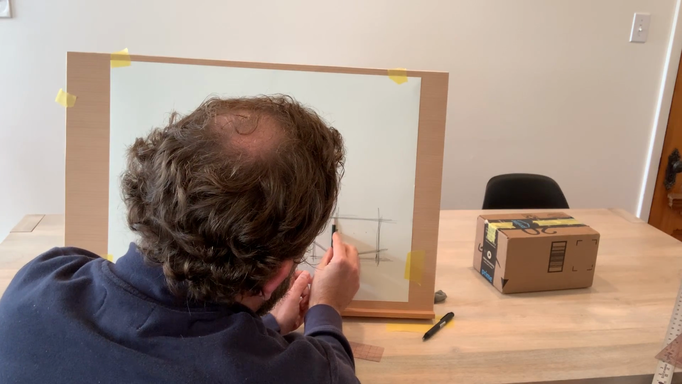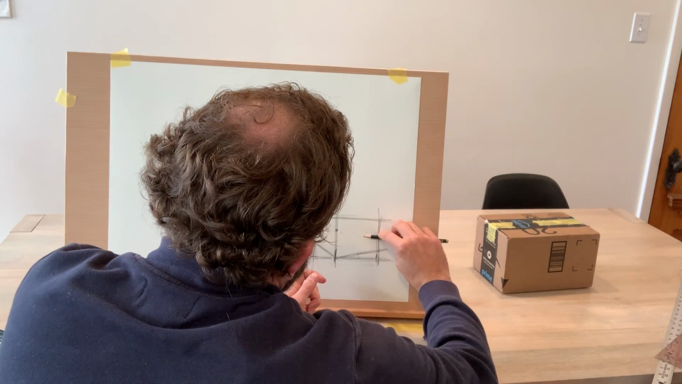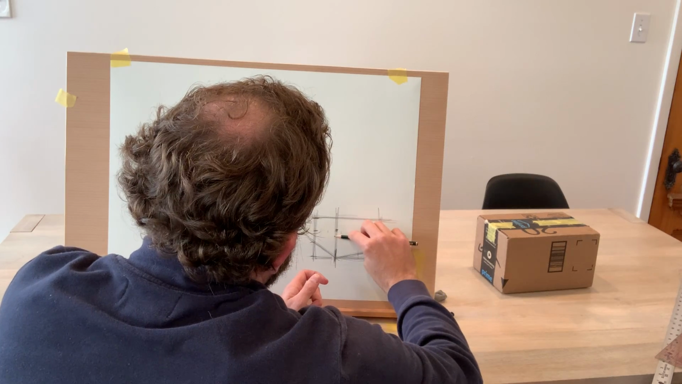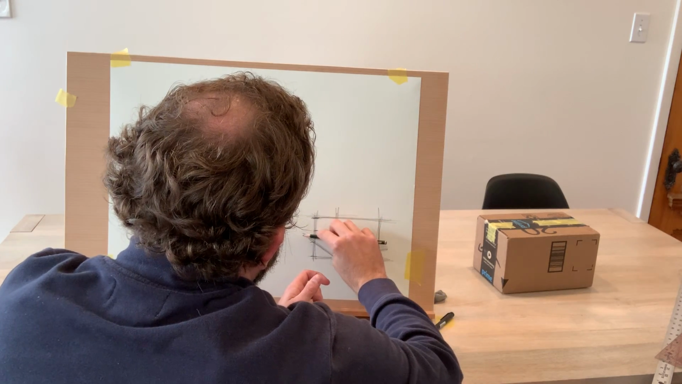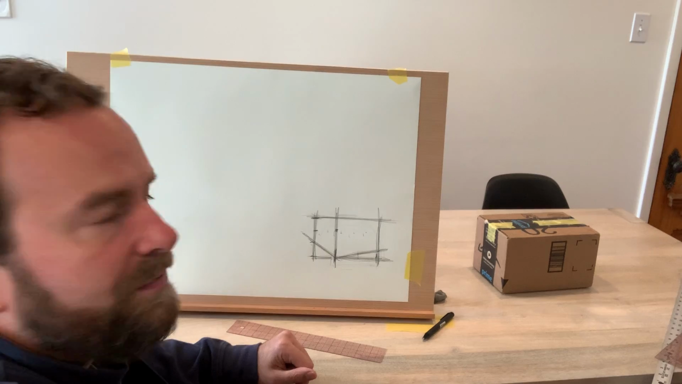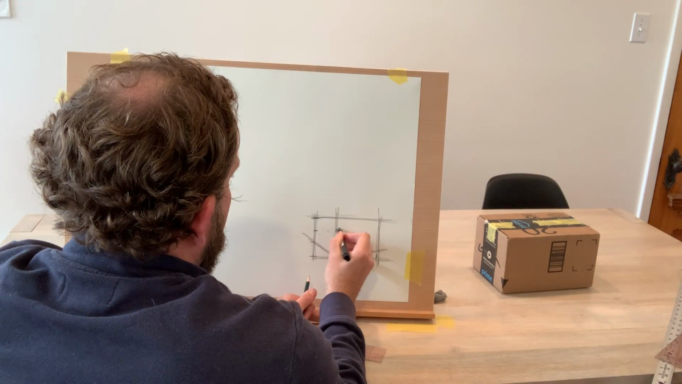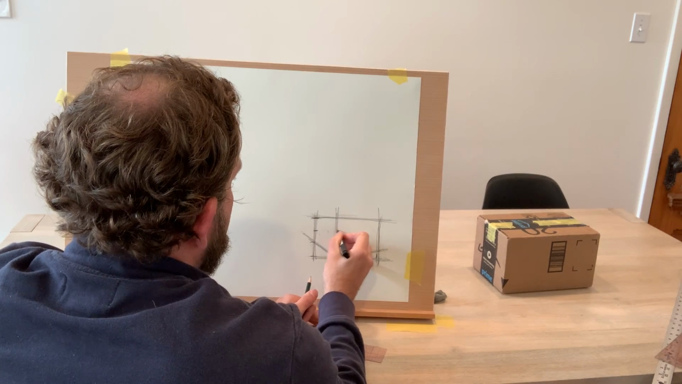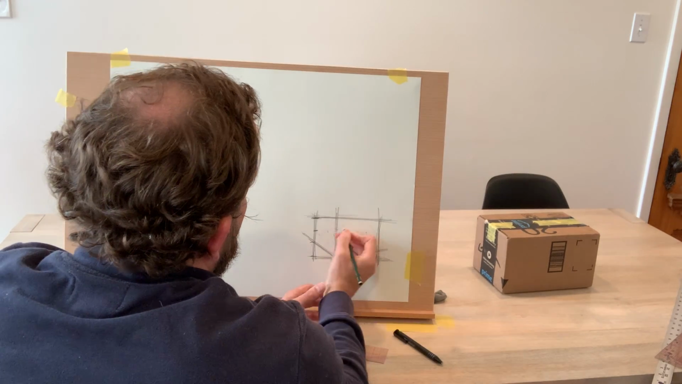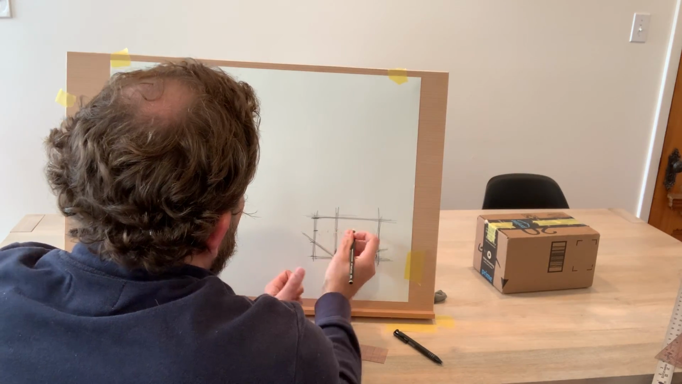So now that's my new mark. I'm going to measure again. 1, 2, 3, 4. That feels better, 4.5 times. So I just moved it down just a hair, and I'm just going to erase these lines just so I don't confuse myself. Put it right here.